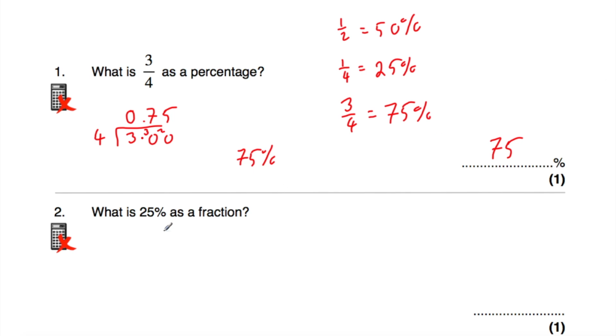Okay, our next one, question number 2, says what is 25% as a fraction? So 25% as a fraction is a quarter. And think about it, if 50% is equal to a half, then 25% would be equal to a quarter. So the answer is a quarter, and that's it.